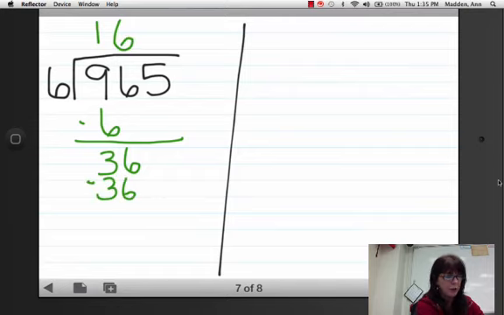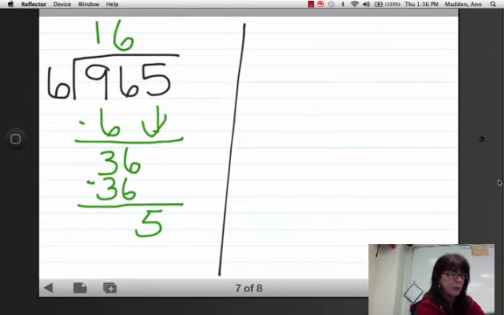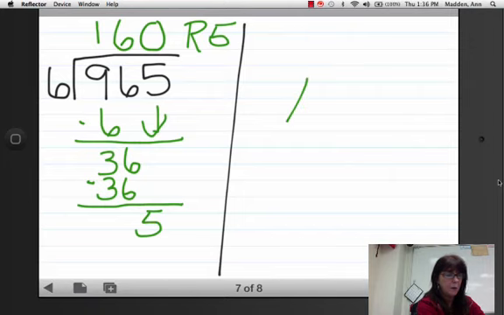Do my subtraction. I don't want to forget about that 5 up there. I got to bring that down. Does 6 go into 5? No, it does not. So I'm going to fill the space with a 0. I have a remainder of 5. So I'm going to write my answer over here in this column, 160 remainder 5.